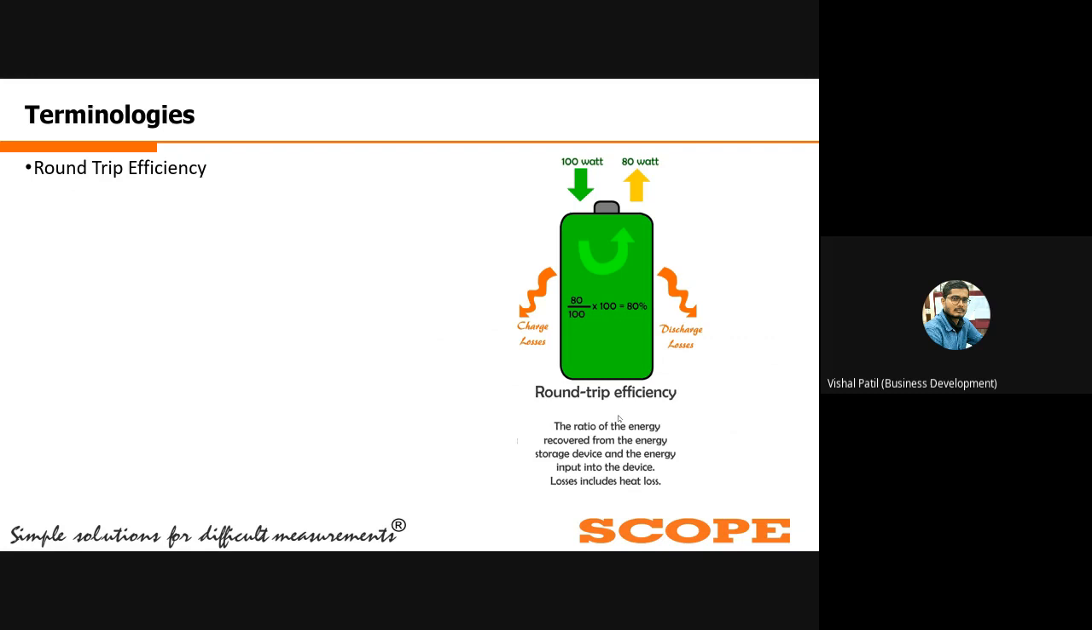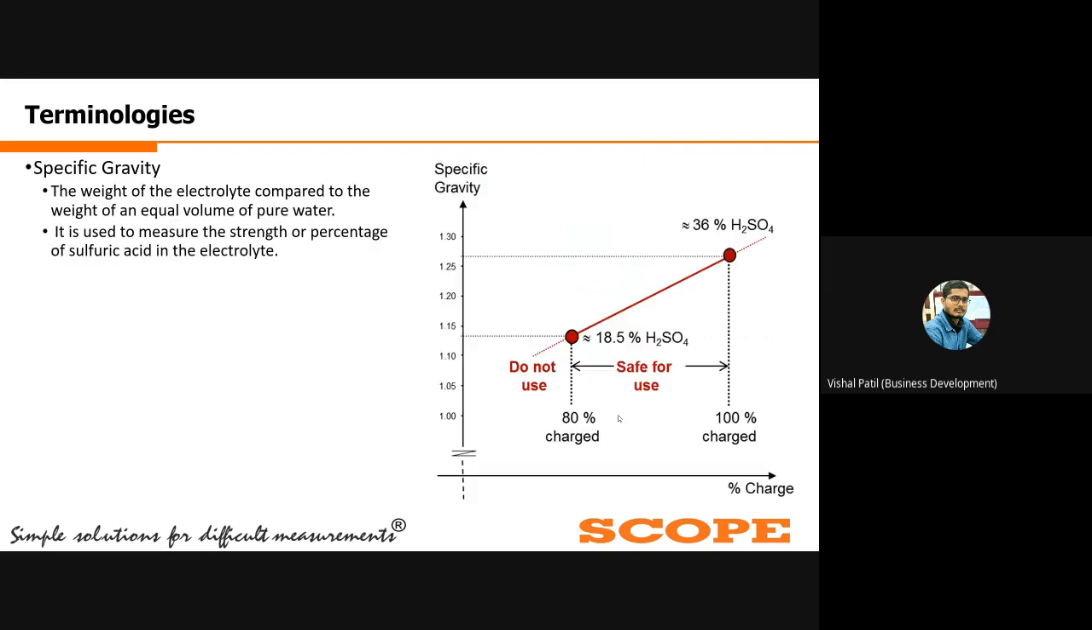Generally, this loss takes place due to the heat loss, due to the terminations of that particular battery bank, or due to the increasing internal resistance of that particular battery bank.